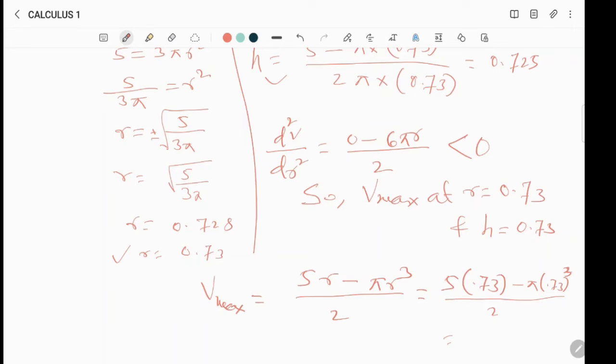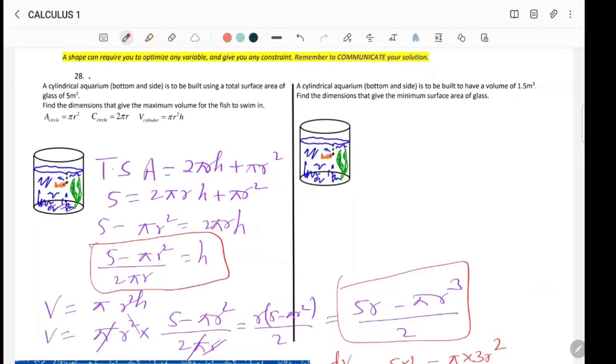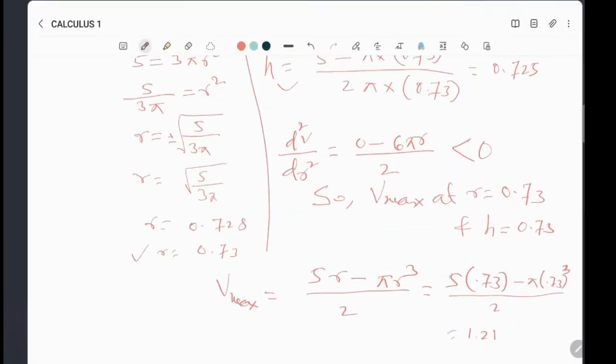5 times 0.73 minus pi times 0.73 power 3 over 2. I got 1.21. Okay, I got 1.21 and the unit is meter, so that should be in meter cube.